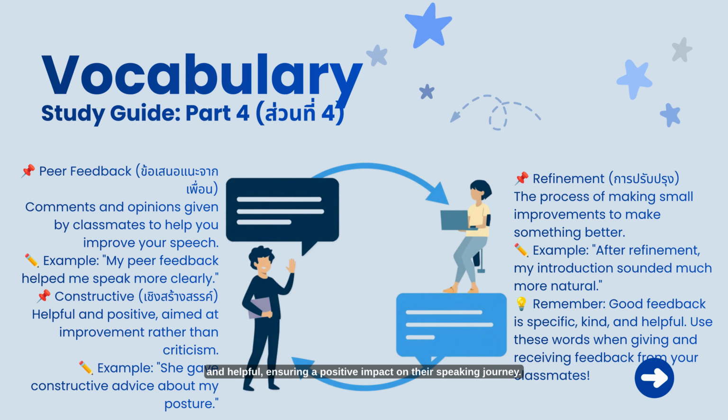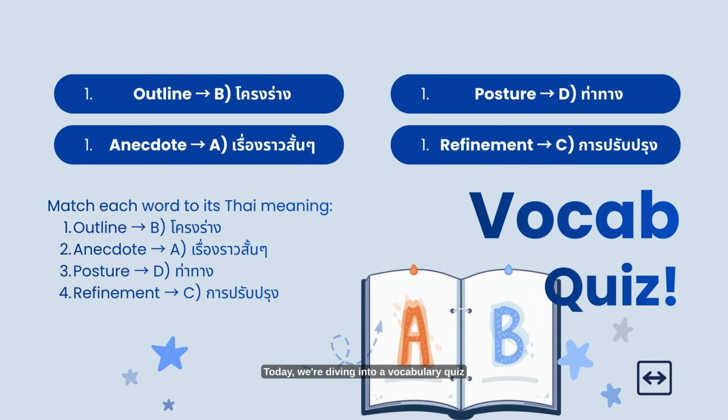Today, we're diving into a vocabulary quiz to match English words with their Thai meanings, which will help reinforce our understanding and enhance our language skills. First, we have outline, which corresponds to the Thai word, korn rang. This term is essential for organizing your thoughts and structuring your speech effectively.